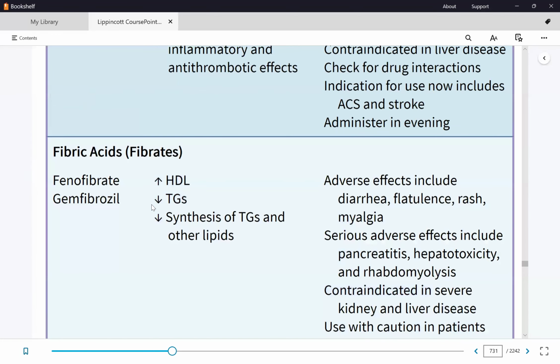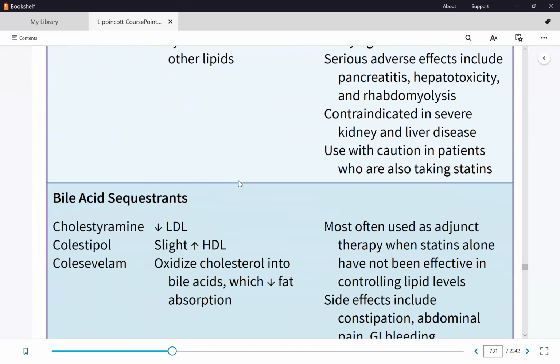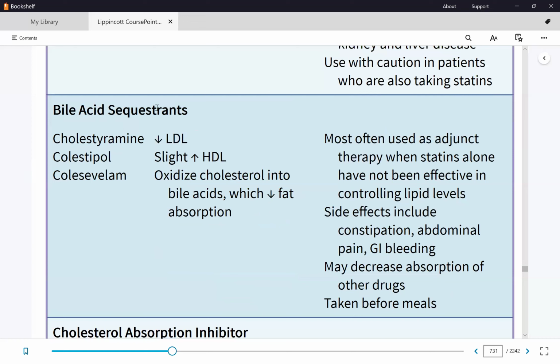So we have non-statins. We have fibrates, fenofibrate, gemfibrozil. These are the non-statin options. Or you have bile acid sequestrants, meaning they prevent the absorption of lipids in the GI tract. Therefore, side effects of these would be what? Because now you can't absorb fat, or it decreases fat absorption. So can it cause diarrhea?